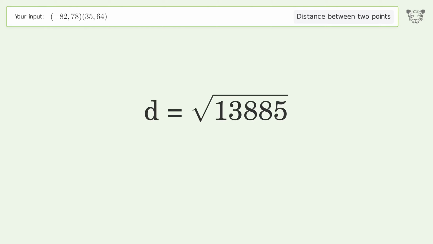And so the distance between the 2 points is the square root of 13,885 or 117.835.